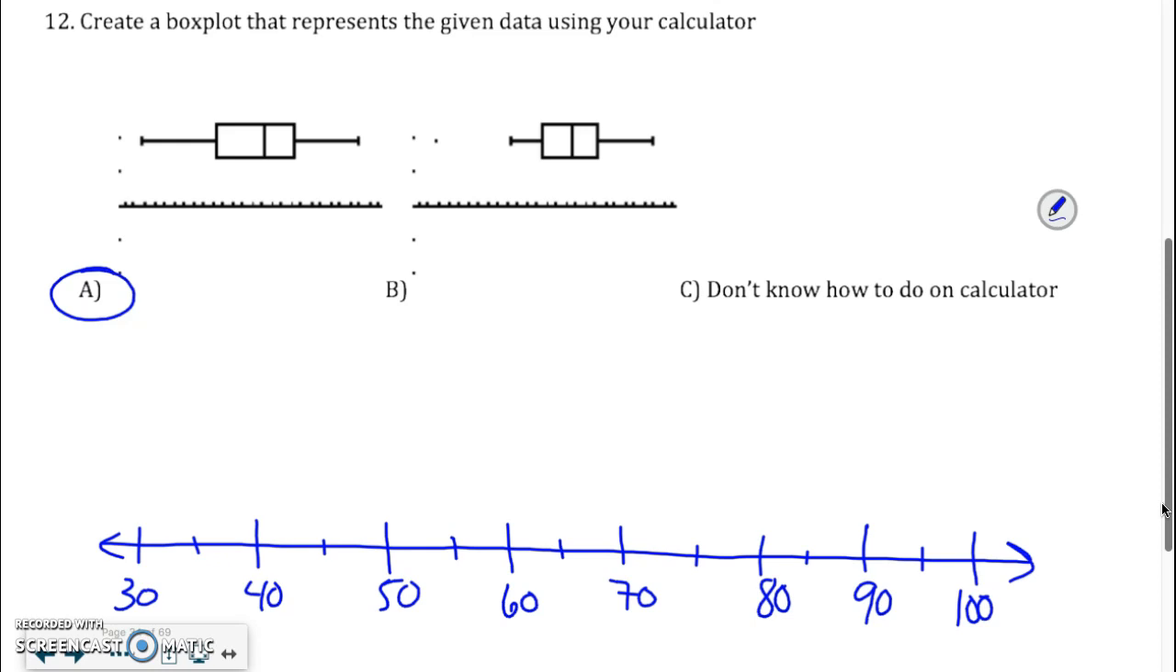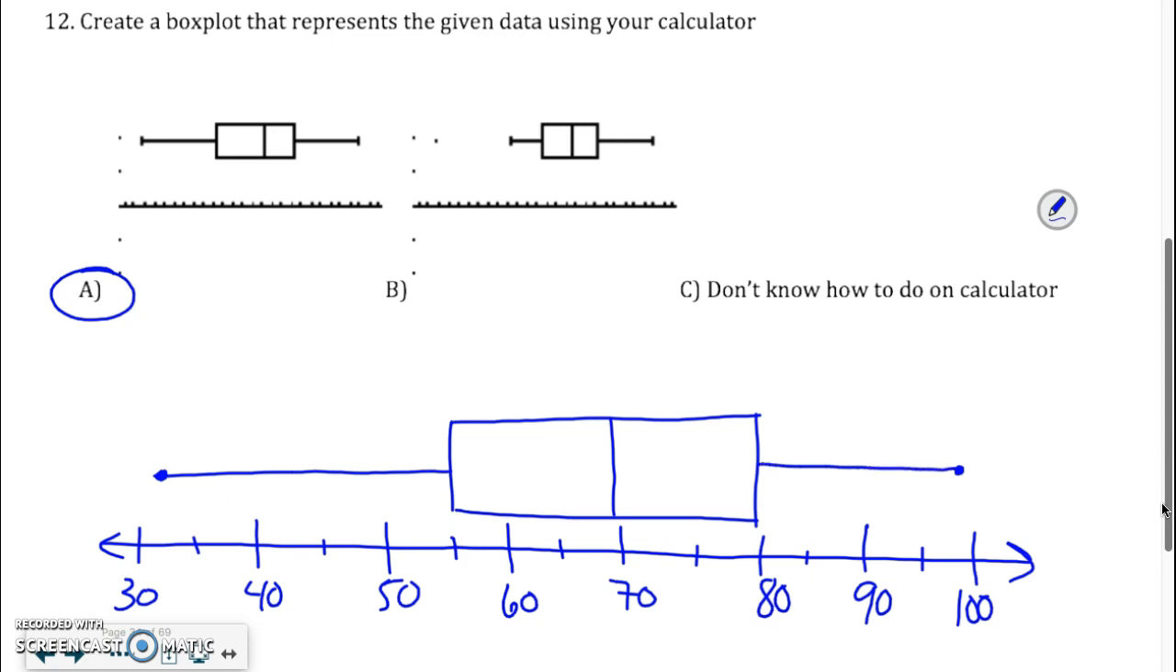I've got 32, which is about right here. And by the way, if you don't have the graphing calculator, keep in mind that you're still going to have to use the formulas for identifying outliers, the lower fence and the upper fence. 32 is our 5-number summary minimum. 55.5, so about right here is your first line. 69.5 is the median. 79.5 is quartile 3. Connect those 3 lines to make your box. And our maximum is 99. And again, you will see that that looks much more like choice A than it does choice B.